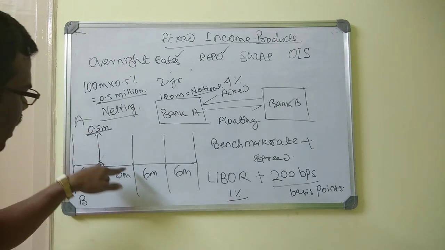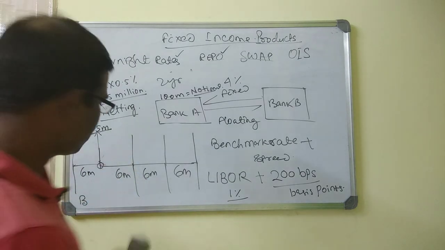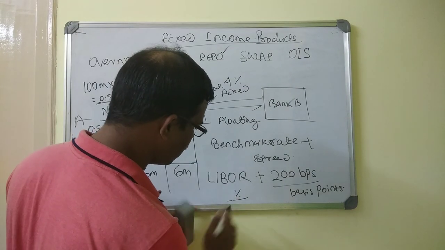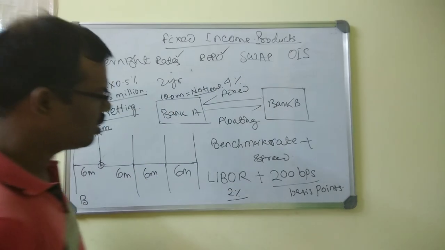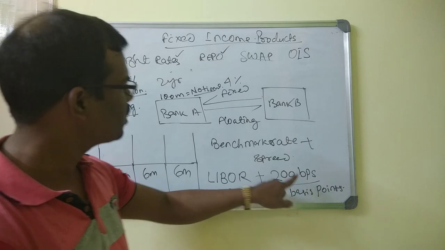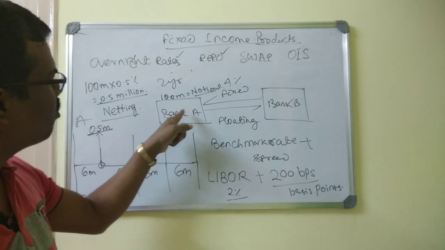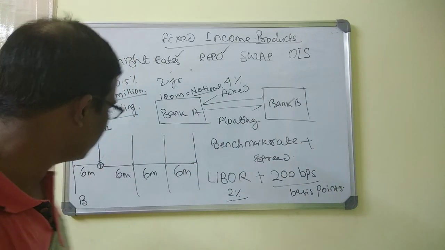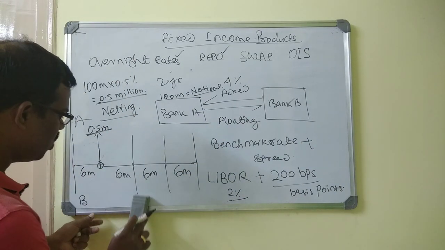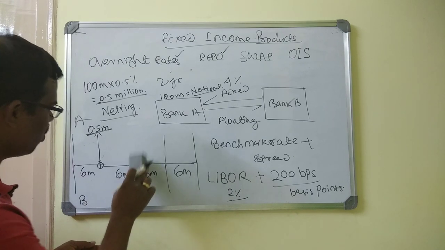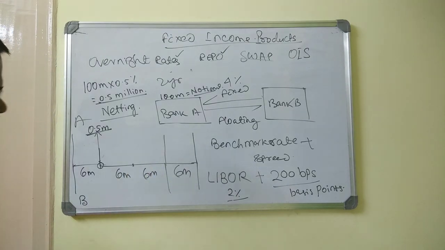Similarly, if in the next 6 months LIBOR goes from 1% to 2%, then 2% plus 2% is 4%. Then B is going to pay at 4%, and A is going to pay B at 4%. So finally the payment to each other becomes nil and nobody is going to pay anybody.